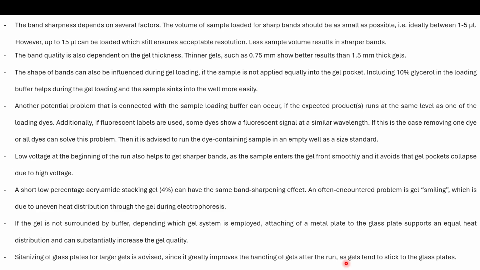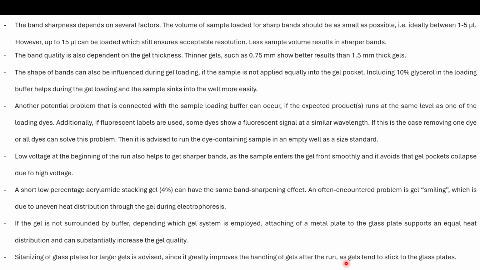But then when you want to stain and visualize your protein bands on the gel, you have to take the gel out of the glass plates. Care has to be taken when transferring the gel from the glass plates. You have to make sure that the glass plates aren't too dry, because if they become too dry, the gel tends to stick to the glass plate. Also, if we silanize the glass plates, the sticking tendency of the gel onto the glass plate will reduce significantly.